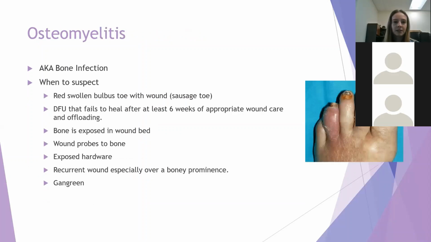And osteomyelitis, or bone infection. Times to think that there might be a bone infection present are when you have a red, swollen, bulbous toe with a wound, more like a sausage toe in appearance, like the one in the picture. And you have a diabetic foot ulcer that fails to heal after 6 weeks of appropriate wound care and offloading. You see bone in the wound bed, where the wound probes to bone, when you have exposed hardware, a recurrent wound, especially over a bony prominence, or you have gangrene.